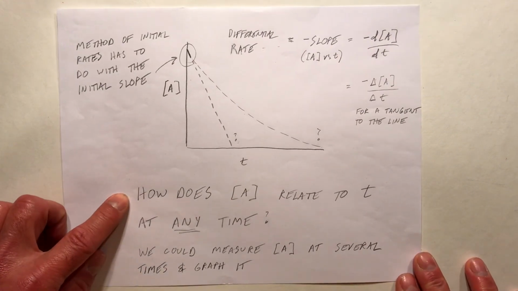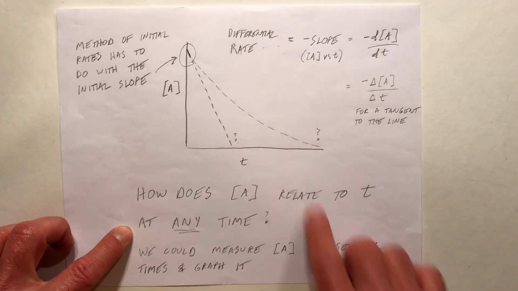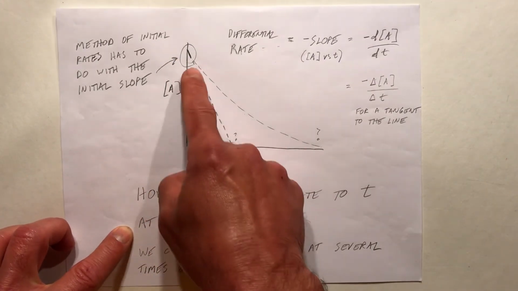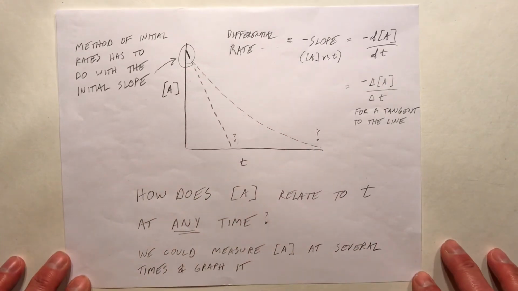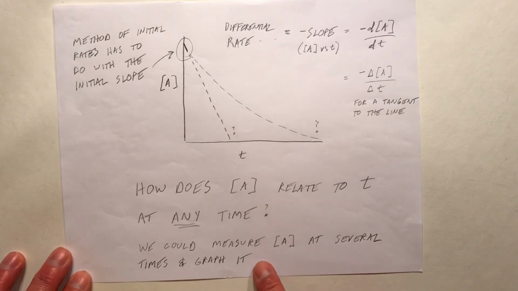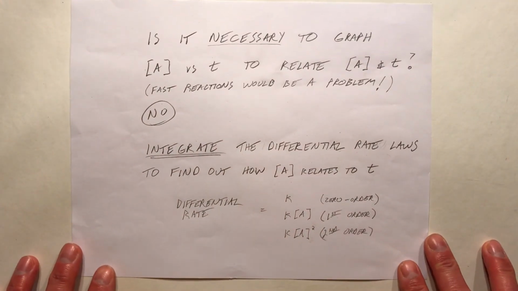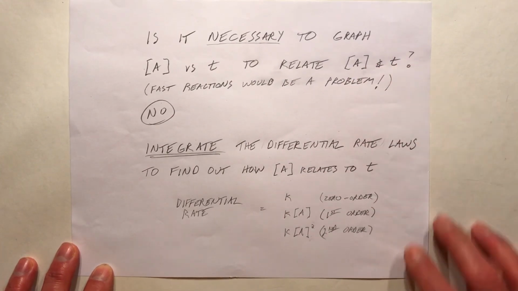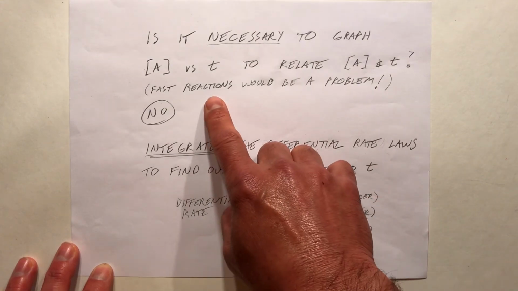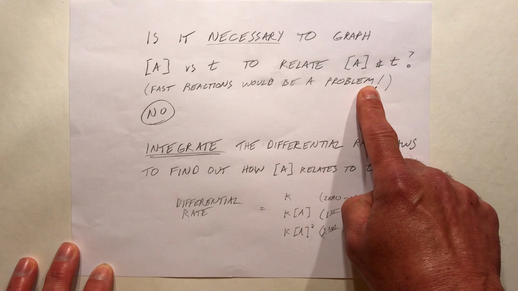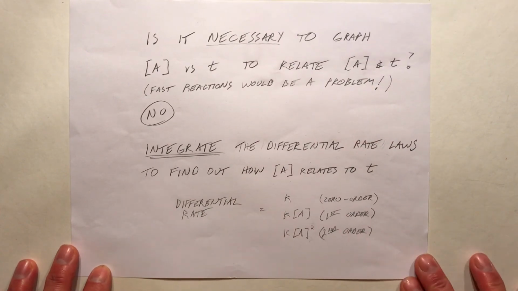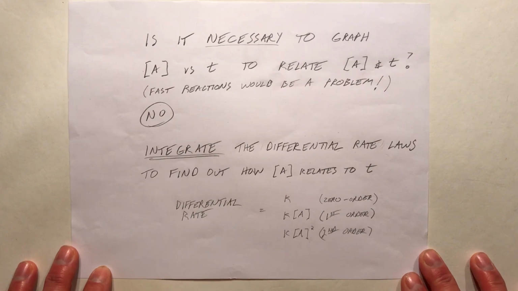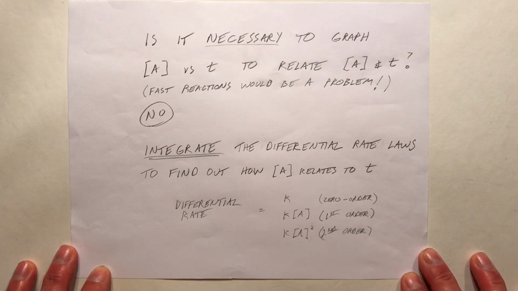But how does the concentration of A relate to time at any time on the graph? Does that keep going in a straight line if we graph it out? Does it go in a curved line? And if so, how does it curve? Well, I guess we could measure the concentration of A at several times and graph it out and determine that. But here's the question. Is it necessary to graph concentration versus time to be able to make a relationship to concentration versus time at any time? Because you know what? With fast reactions, that would really be a problem. Sometimes reactions happen so fast, like maybe a stick of dynamite, that it would be very, very difficult to measure the concentration of a chemical at any particular point other than that instant when the reaction started.